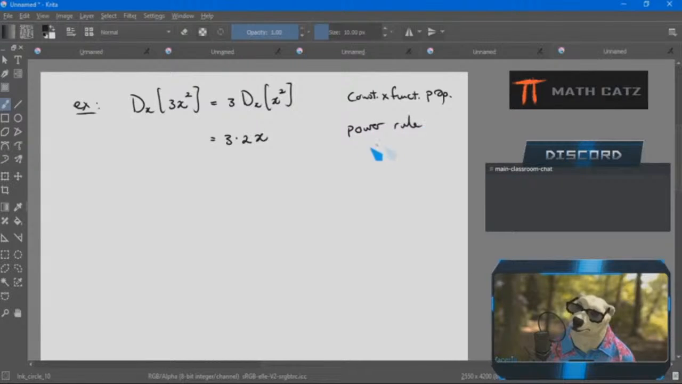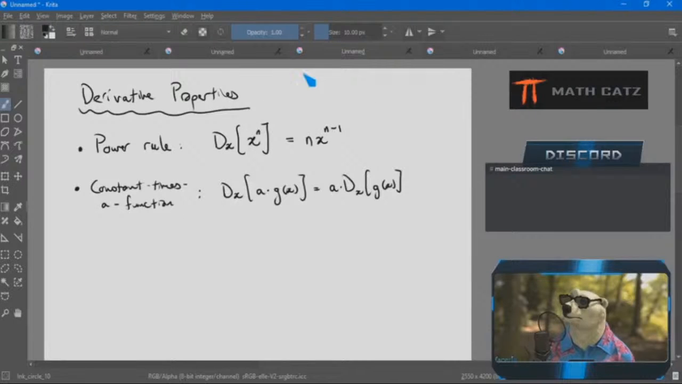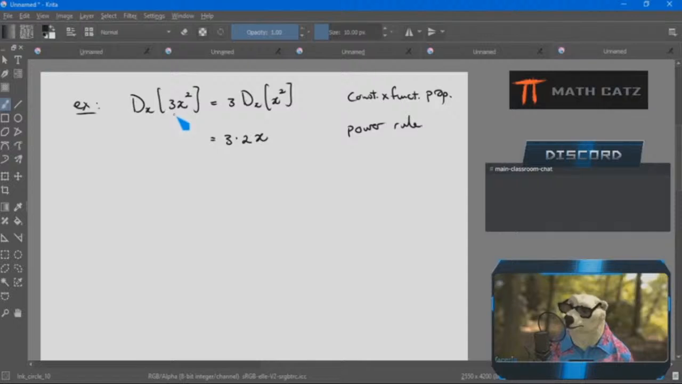The power rule was not ready initially because the power rule said, I'm only ready if you give me a power of x and nothing else. Well, I wasn't quite ready for that. But I have another property that can isolate that power of x, and then I'm ready for the power rule. I can then simplify this to 6x.